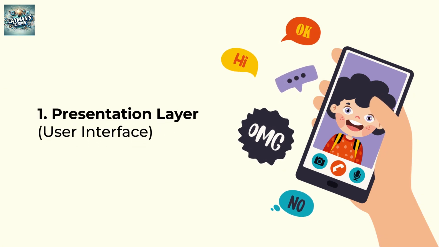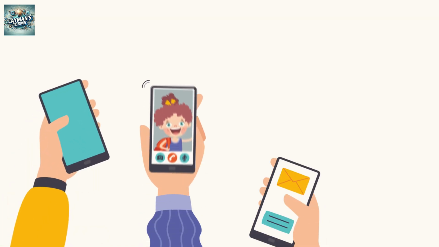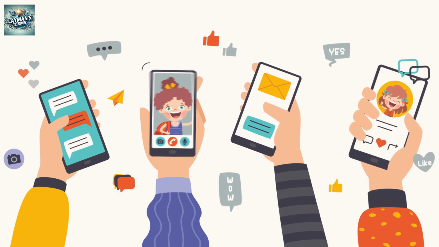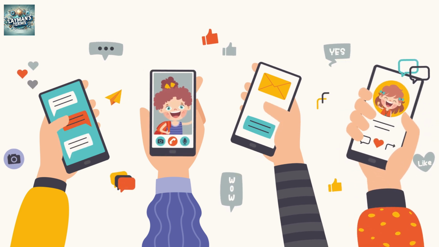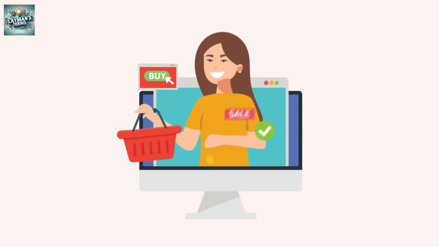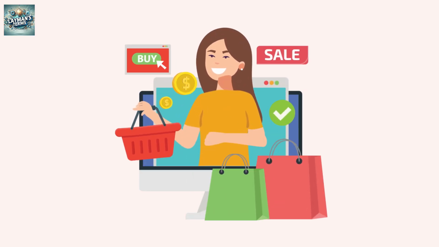Part 1. Presentation layer, the user interface. This is what the user interacts with. It's the website or app screen that shows buttons, forms, and content. Think of it like a storefront where you browse items and decide what to buy.